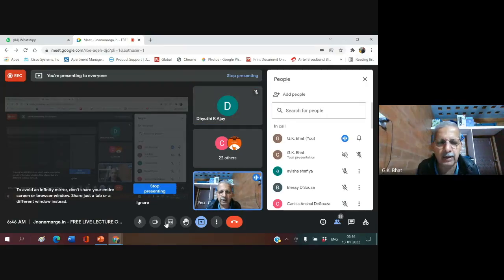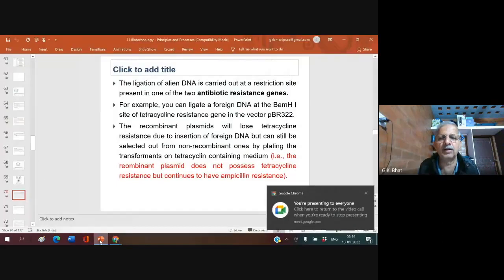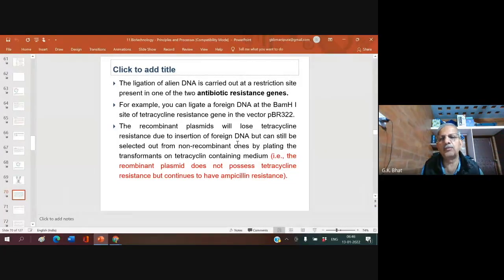I'm going back to the sentence. Look here. The recombinant plasmids will lose tetracycline resistance due to insertion of foreign DNA, but can still be selected out from non-recombinant ones by plating the transformants on tetracycline containing medium. If you put the transformants on tetracycline containing medium, what will happen to the transformants? Will they die or survive?